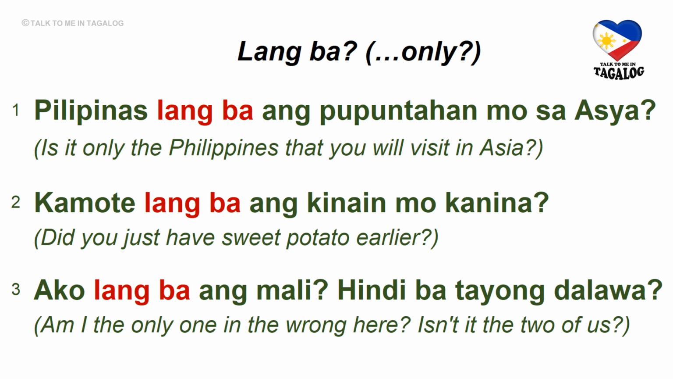3. Ako lang ba ang mali? Hindi ba tayong dalawa? Ako is I, so when you say ako lang ba, it means am I the only one? Mali is wrong. Hindi ba is isn't it? Tayo is us and dalawa means two. Ako lang ba ang mali? Hindi ba tayong dalawa? Am I the only one in the wrong here? Isn't it the two of us?